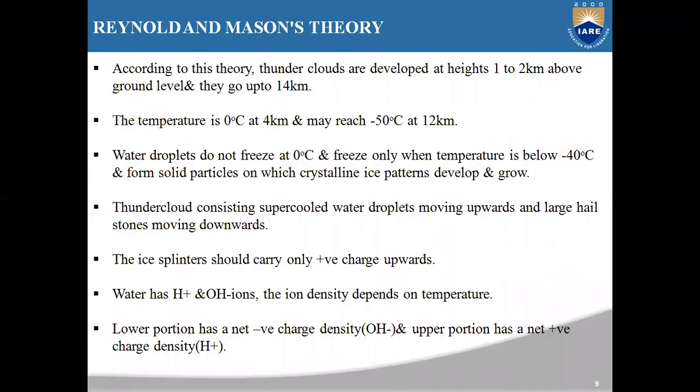So, what is Reynolds and Mason's theory? According to this theory, thunder clouds, when they occur with climatic changes or heavy rains, develop at heights of 1 to 2 kilometers above the ground level, and they go up to 14 kilometers. The temperature is 0 degrees Celsius at 4 kilometers and may reach up to -50 degrees Celsius at 12 kilometers. So on going up, the temperature slowly decreases and goes below zero degrees centigrade.